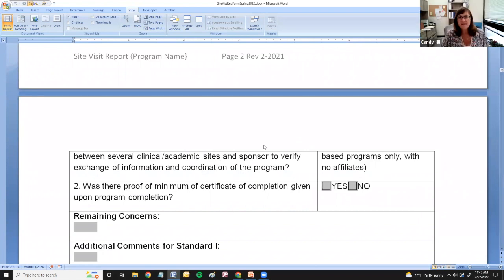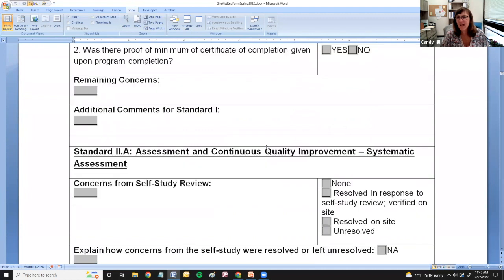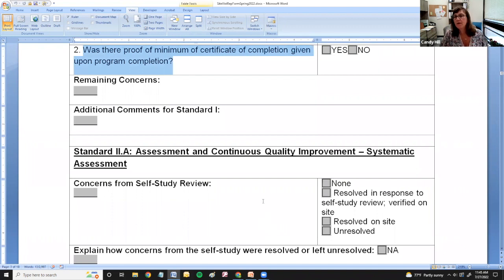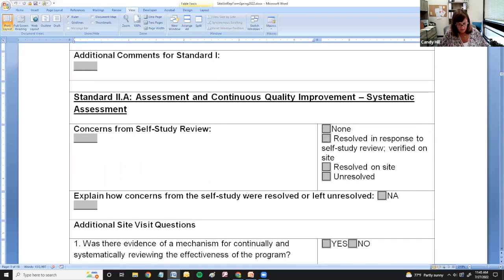Yeah, so this is probably the most important document that I looked at prior to my site visit, because I went through the report, or I had my faculty help me go through the report. What you want to look at are questions like this one: was there proof of a minimum of certificate of completion given upon program completion? These are things that you probably included in your self-study originally. And if they're in your self-study, then I don't really worry too much about it.